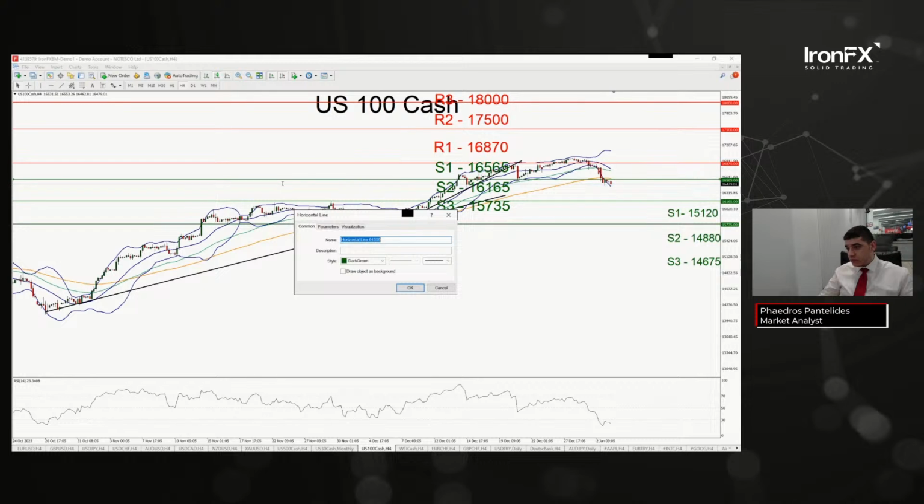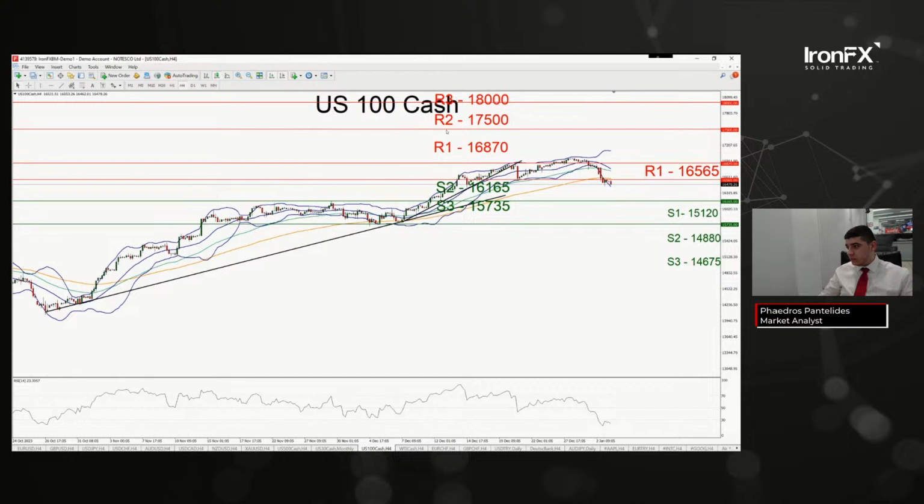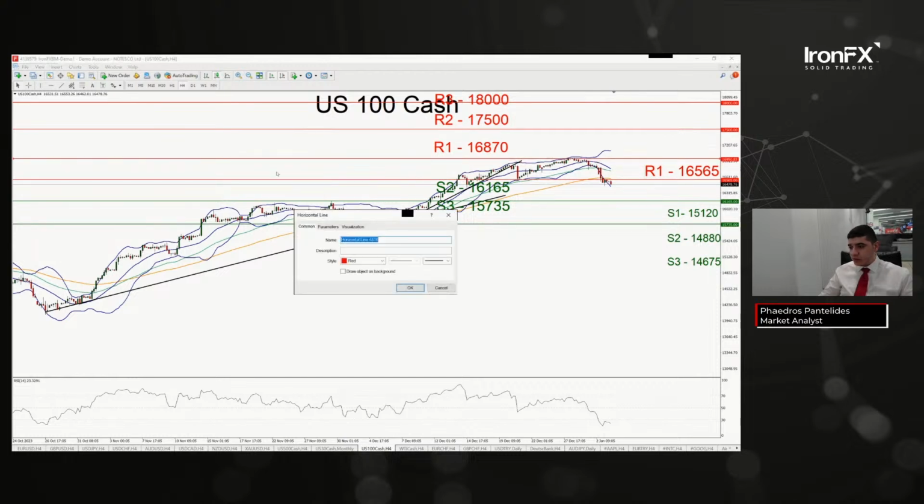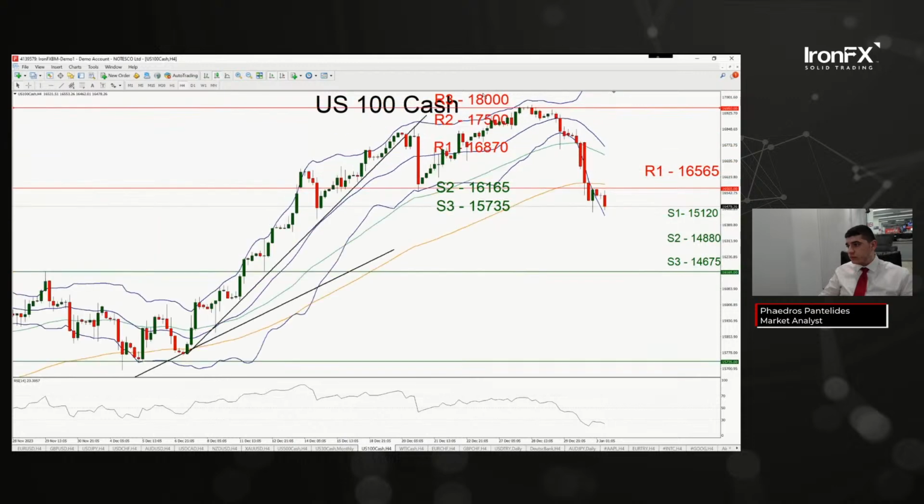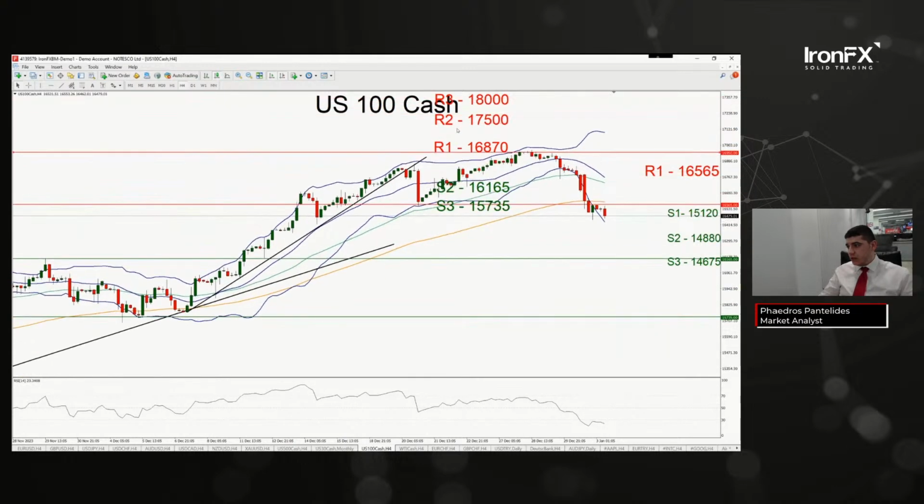This is now support and resistance. R1. And then we could bring R2 slightly higher. 16,950 for R2. Now, it appears to be moving in a downwards fashion for today as well.